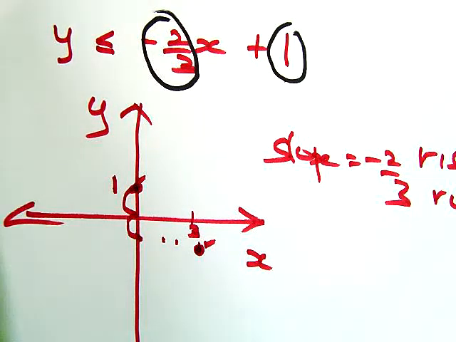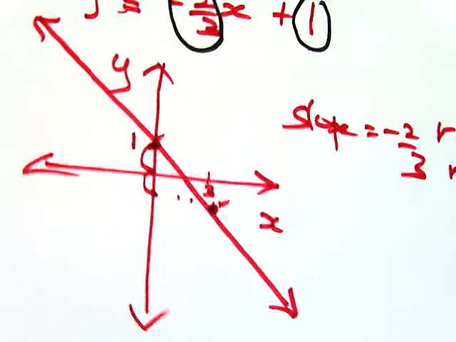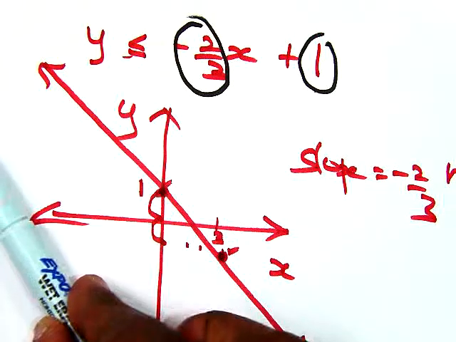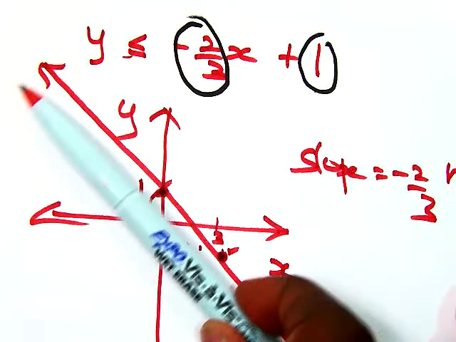But let's go back to the problem. The problem says y is less than or equal to. So what kind of line am I going to use? A solid line. So I draw a solid line through those 2 points. The last thing to do is, which side do I shade? Do I shade above or do I shade below? And generally when it's less than, we usually shade below the line.